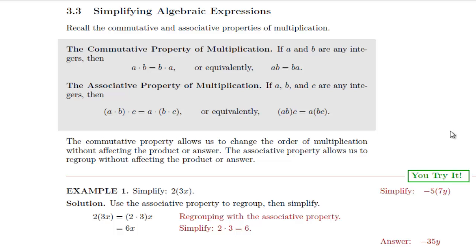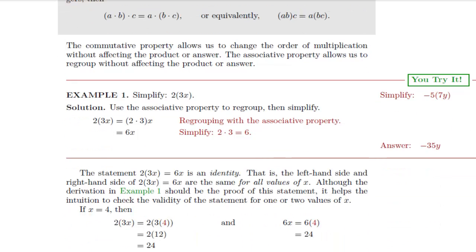The commutative property allows us to change the order of multiplication without affecting the product or answer. The associative property allows us to regroup without affecting the product or answer. Example 1. Simplify 2 times the product of 3 and x. Solution. Use the associative property to regroup, then simplify. So instead of grouping 3 and x, group 2 and 3, then 2 times 3 is 6. So the simplified expression is 6 times x.